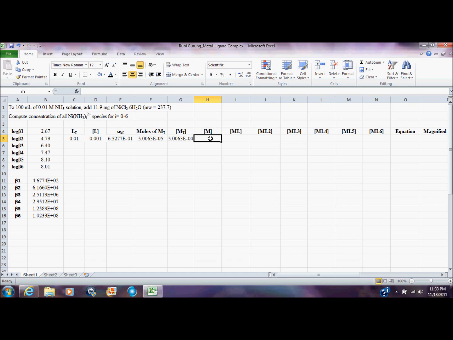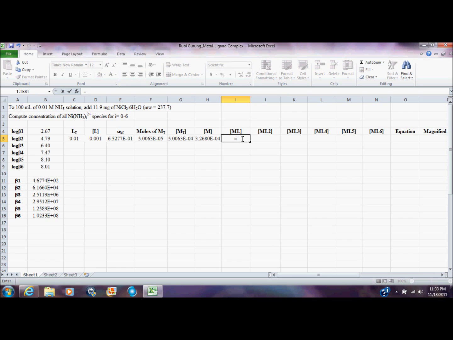Now to calculate the metal concentration, it is just equal to alpha m times total metal concentration. I've already named this cell to be m because this will be used later for calculation, and this will make our calculation easier. Now let's start with the calculations.